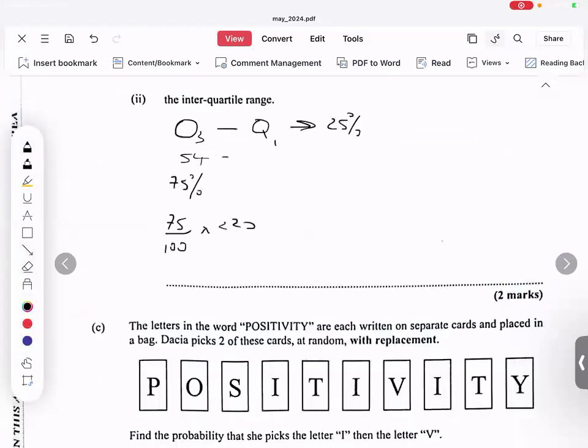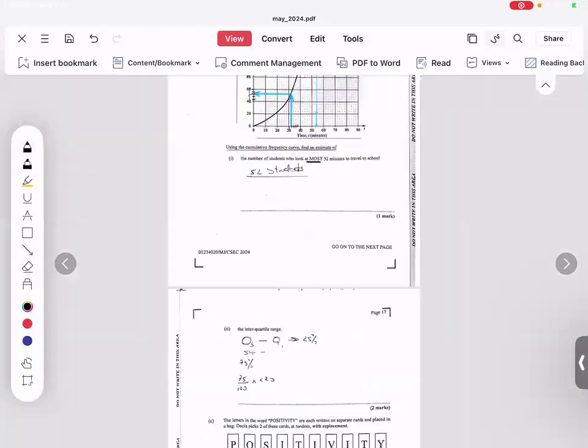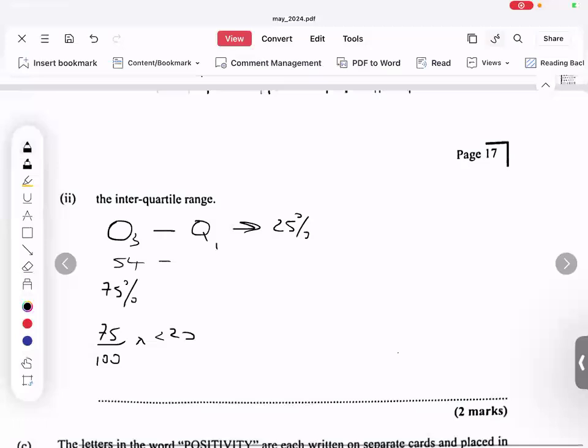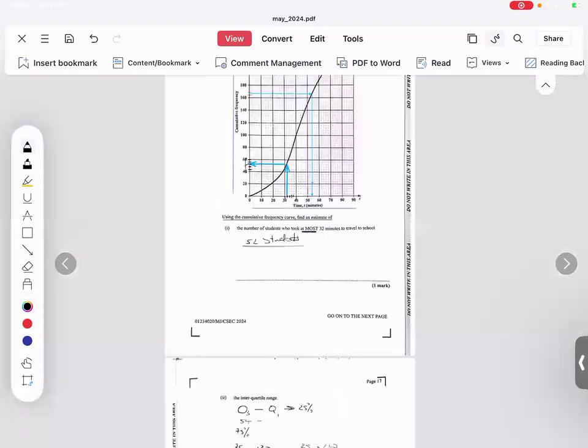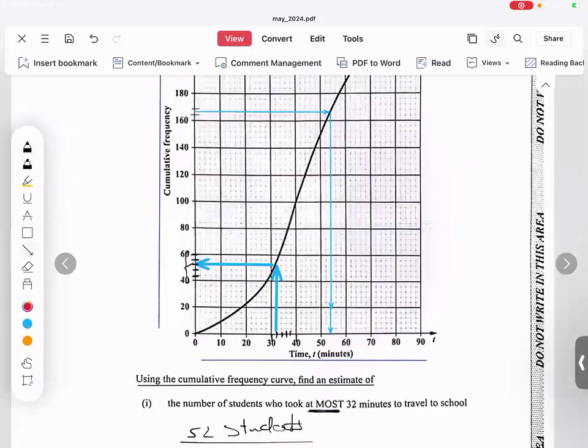All right, Q1 now. Go ahead and find 25% of the 220 now. 25% of 220. What you got? 55. 55. So we're gonna go up on the graph now. We're gonna locate 55. So 55 now.